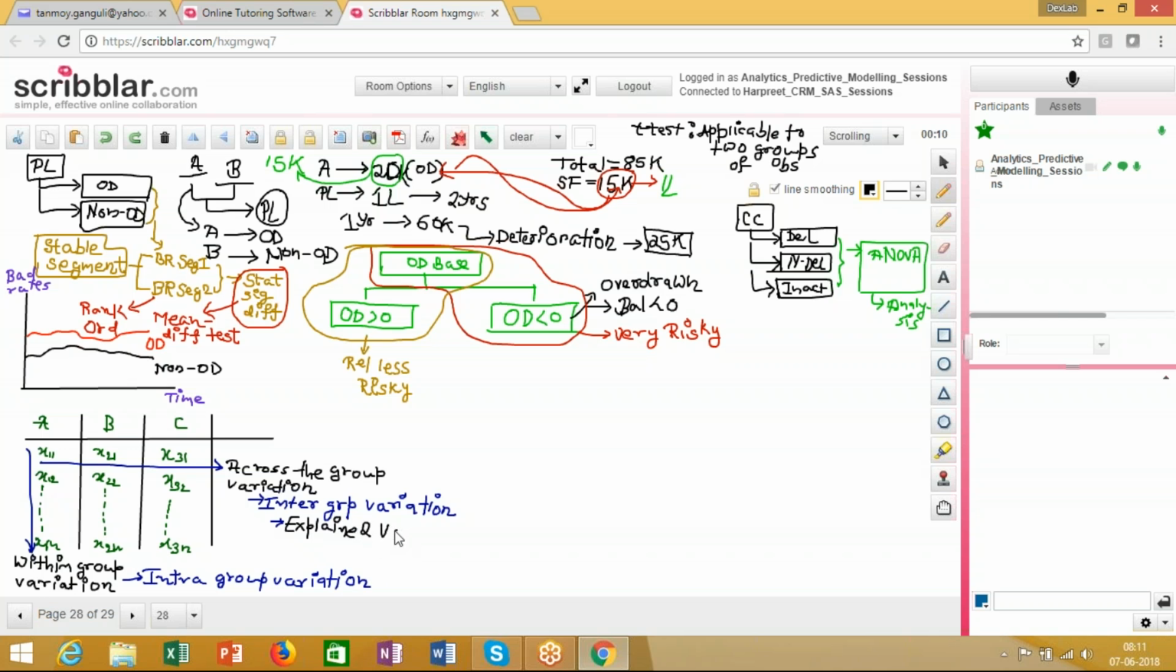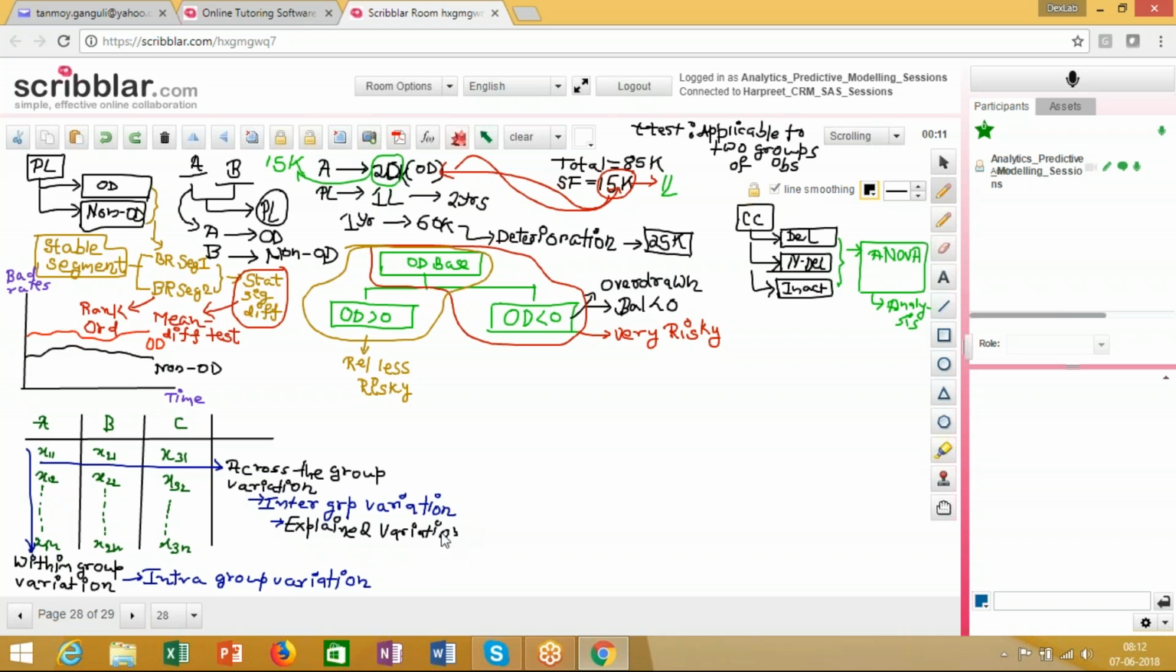Now, why is this called the explained variation? This is called the explained variation because you can explain why this variation is occurring, the fact that this variation is occurring as you move from x1 to x2 and x2 to x3. So this is called the explained variation because actually you can explain this variation occurring.